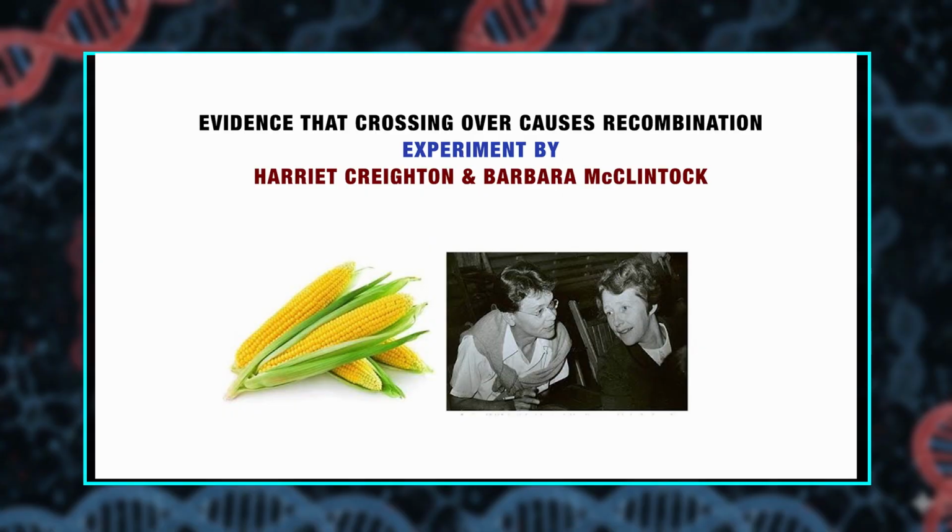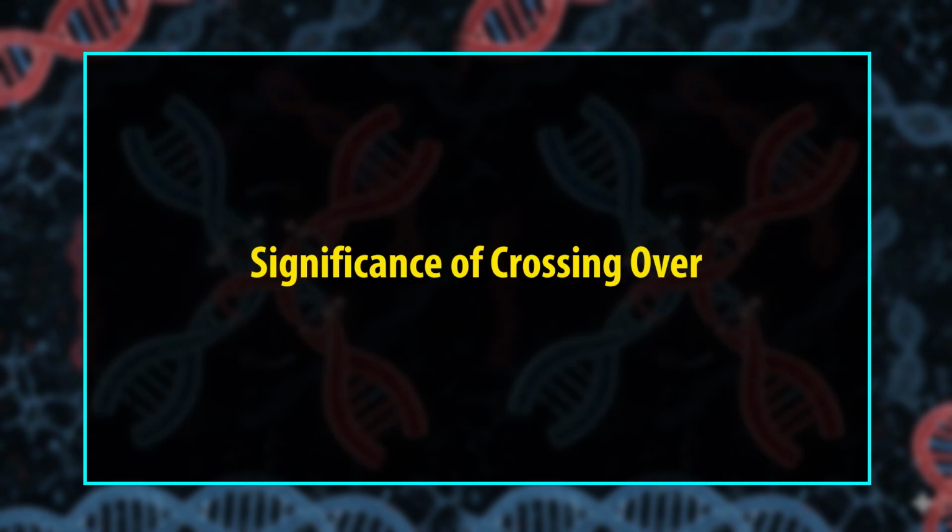Cytological examination of recombinant progeny, red bar and carnation normal, showed exchange of chromosome segments between non-sister chromatids, proving that genetic recombination results from cytological crossing over. Similar confirmation came from Creighton and McClintock in maize. Significance of crossing over.